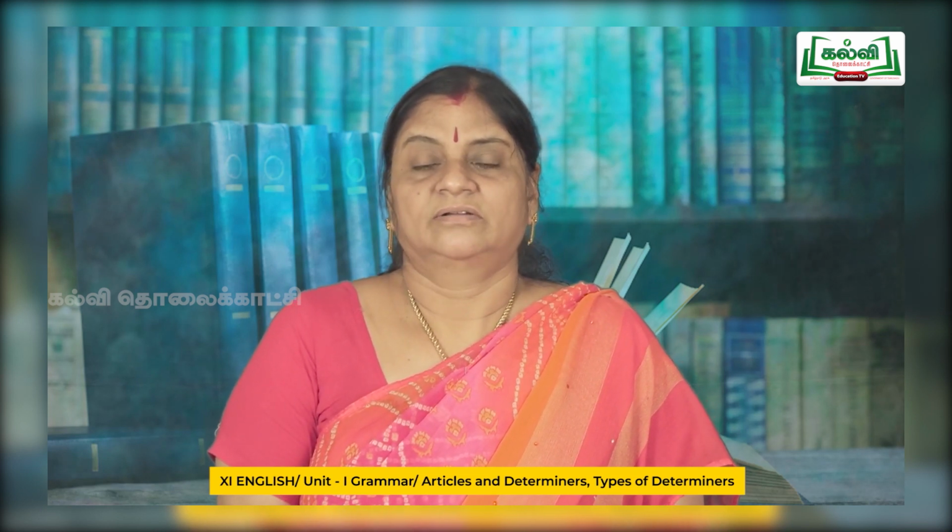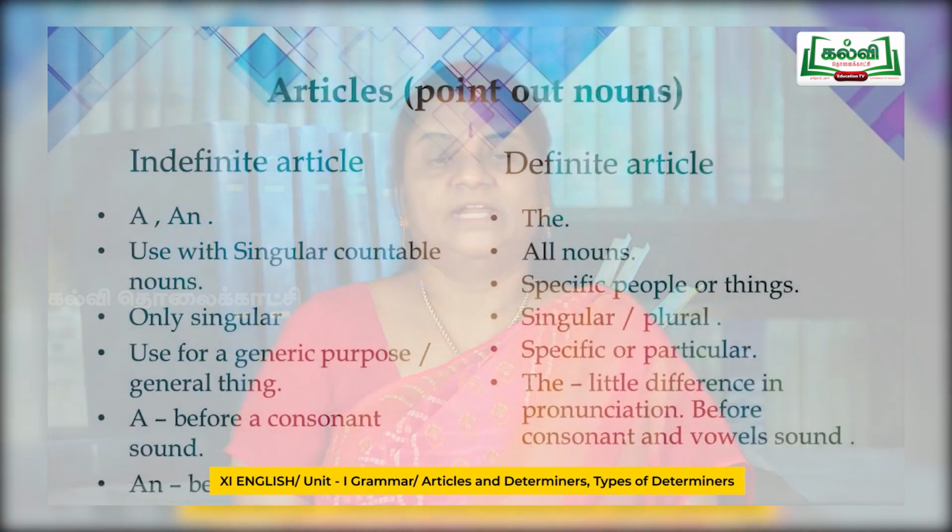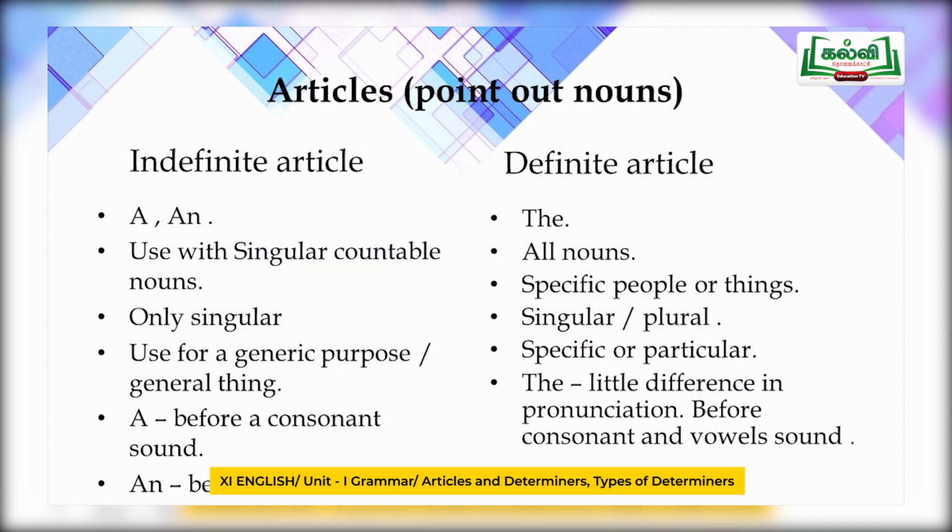Let us point out the important points, similarities and differences between articles, indefinite article and definite article. What are the differences between indefinite article and definite article? Indefinite articles are a and an. Definite article is the. The indefinite article is used with singular countable nouns. Here, for all nouns, whether singular or plural, we use the definite article. Here only singular, here singular as well as plural.